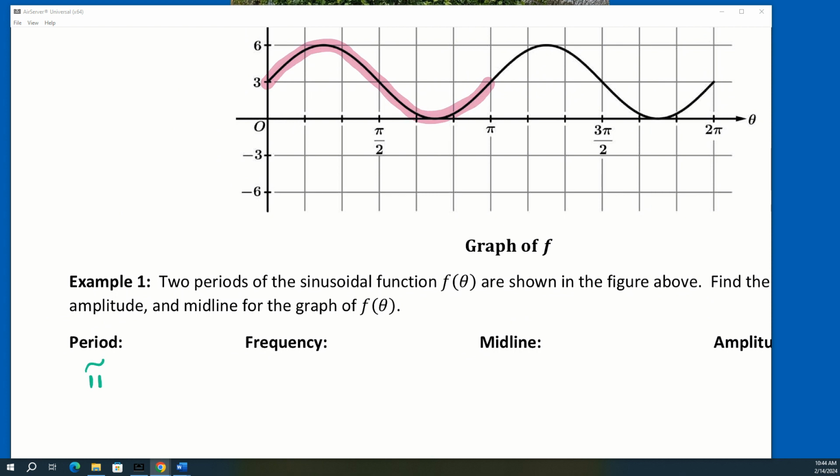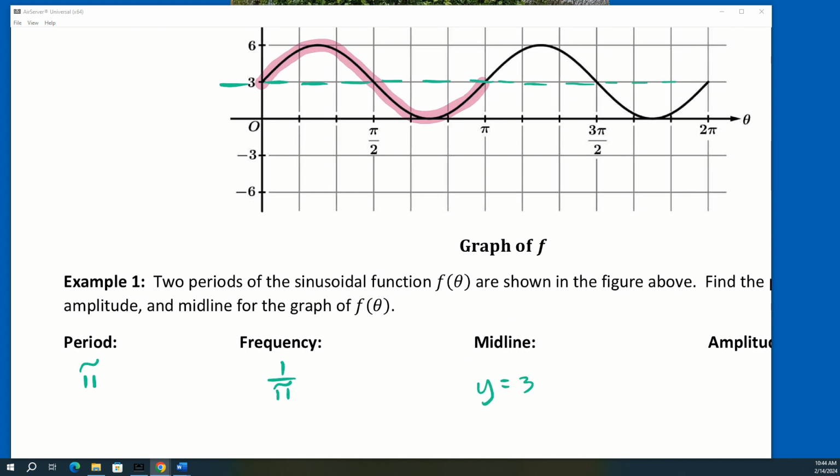All right. Now the frequency is just going to be the reciprocal of the period. What do you guys think the midline is? 3. And so we're going to do our midline as the equation of a horizontal line. So it's going to be y equals 3.